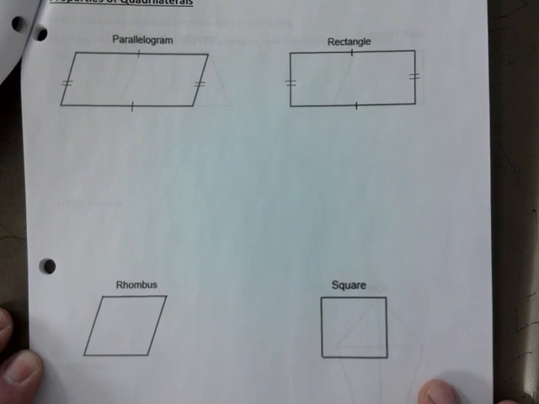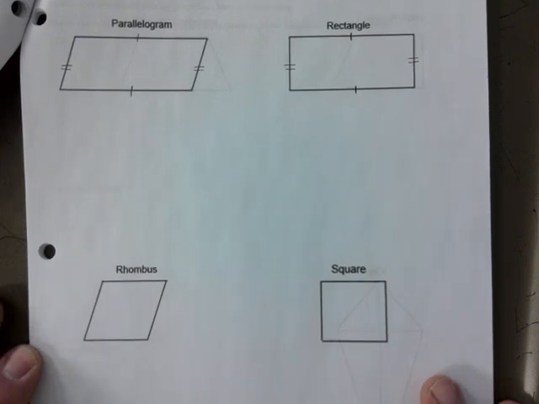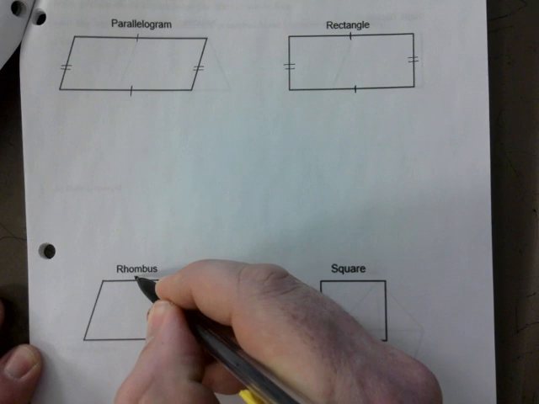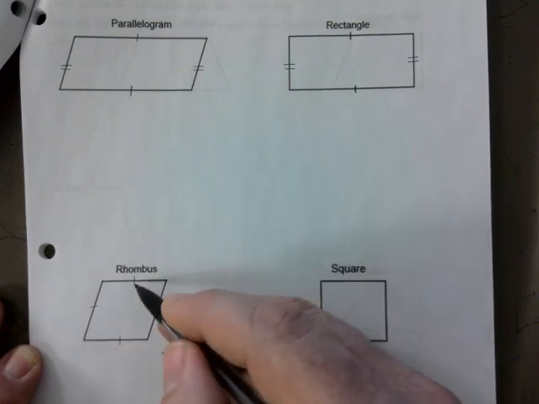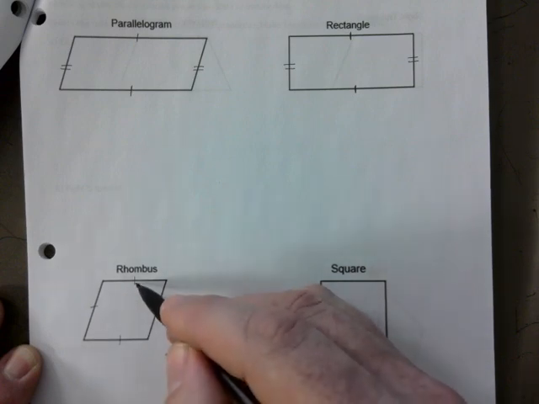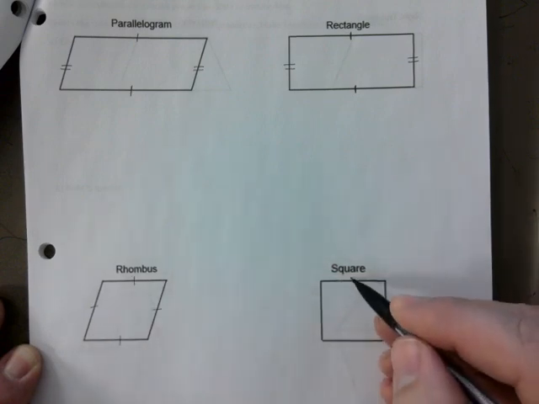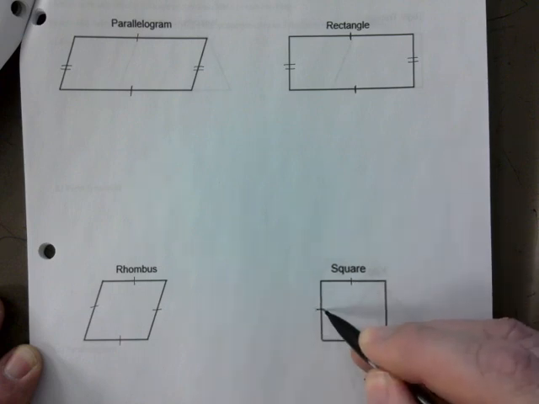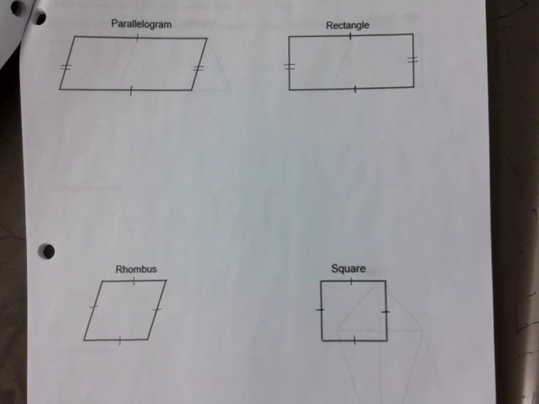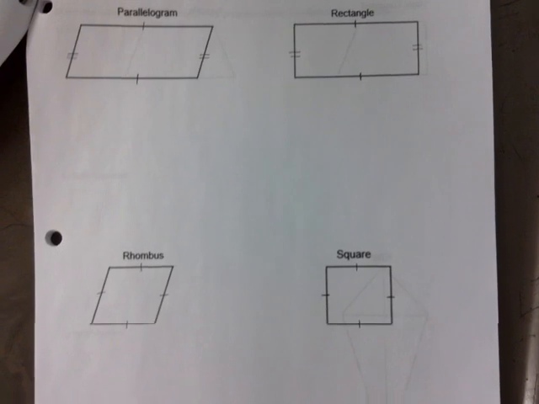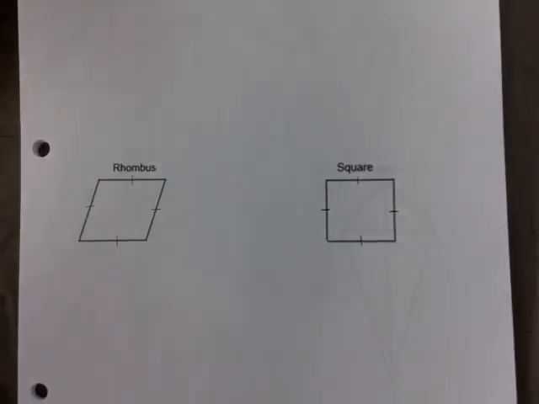Now let's go down to the rhombus and the square. How are they related? Well, a rhombus has all four sides, if you want to be very specific, all four sides measure the same. It is the same thing with the square. All four sides are congruent. Okay. So I will say this. Let's go rhombus and square.